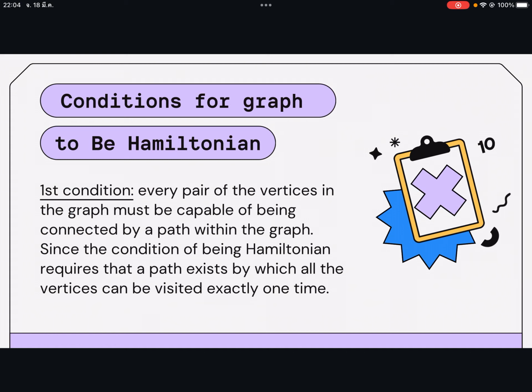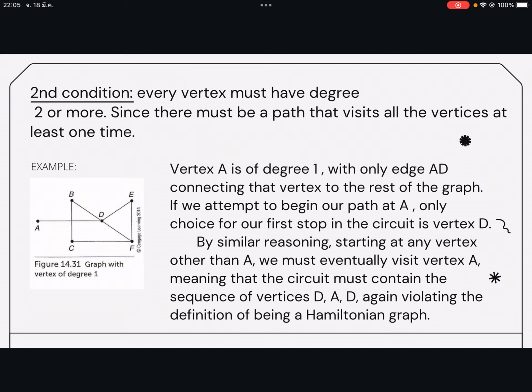Conditions for a graph to be Hamiltonian. First condition: every pair of vertices in the graph must be capable of being connected by a path within the graph, since being Hamiltonian requires that a path exists by which all the vertices can be visited exactly one time. Second condition: every vertex must have degree 2 or more, since there must be a path that visits all vertices at least one time. So here's the example.